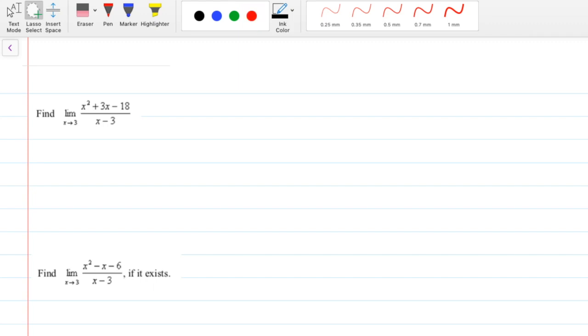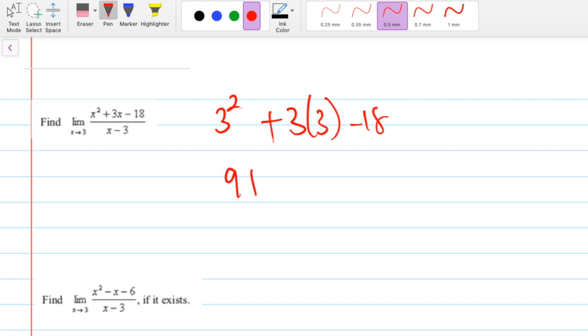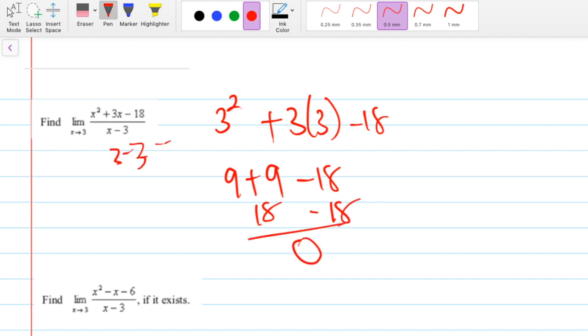So today we're going to find the limit when we try direct substitution and we realize that we just get 0 over 0. Just to do that direct substitution real fast to show you why it would not work, if we plug in 3 for all of our x variables, we get 3 squared plus 3, I'm just writing this sloppy because it's not really part of the video, but 9 plus 9 minus 18. That's 18 minus 18 equals 0. And then 3 minus 3 equals 0. So we would have 0 over 0.